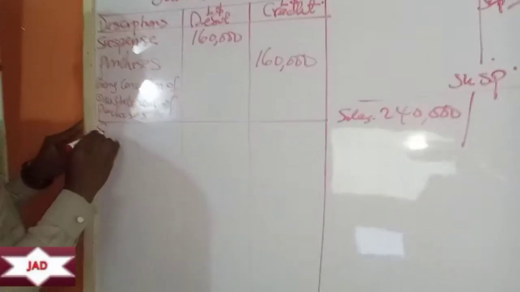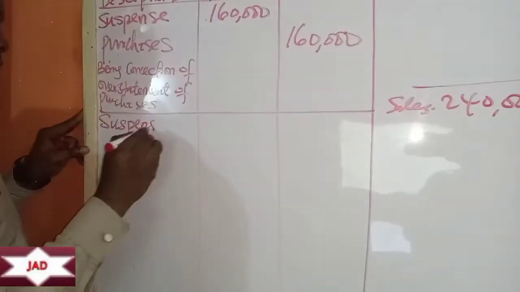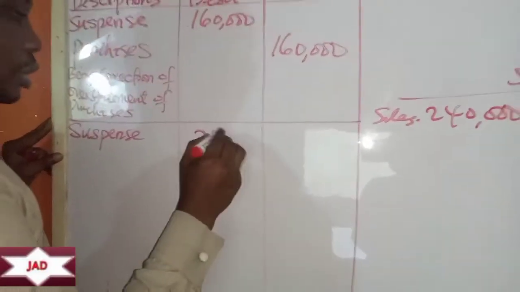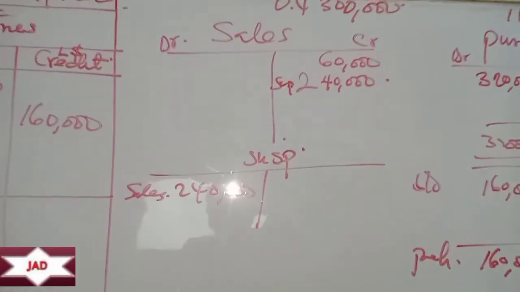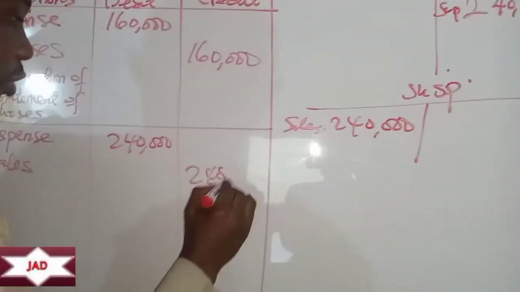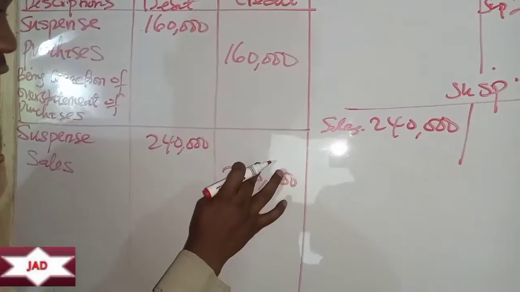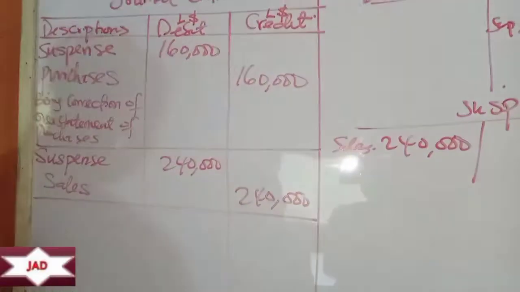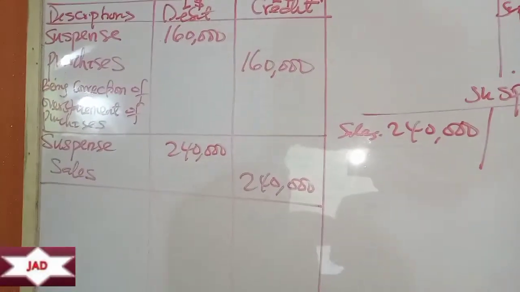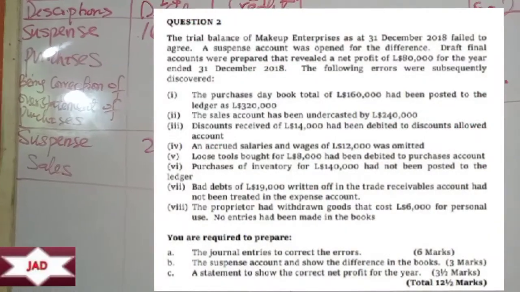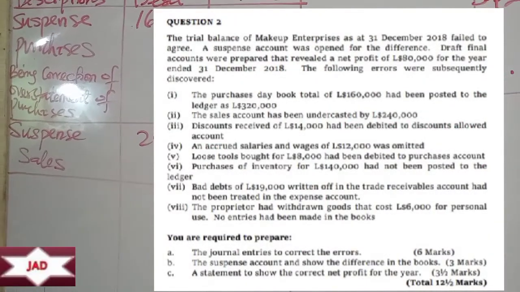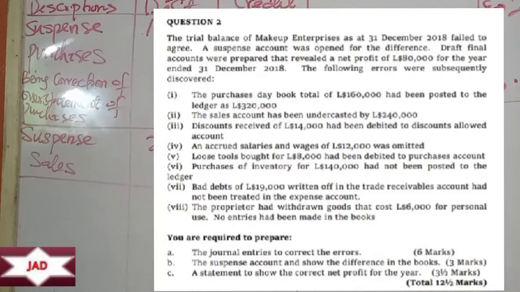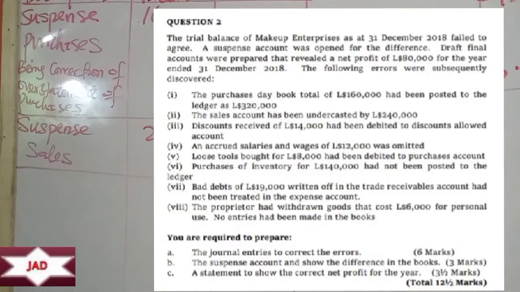What did we debit? We debited suspense. How much? That's 240,000 Liberian dollars. So credited what? Sales, 240,000. Okay, so you do the narration. It's just grammar. Speak the grammar there. The next one, third, says discount received of 14,000 Liberian dollars has been debited to discount allowed account.